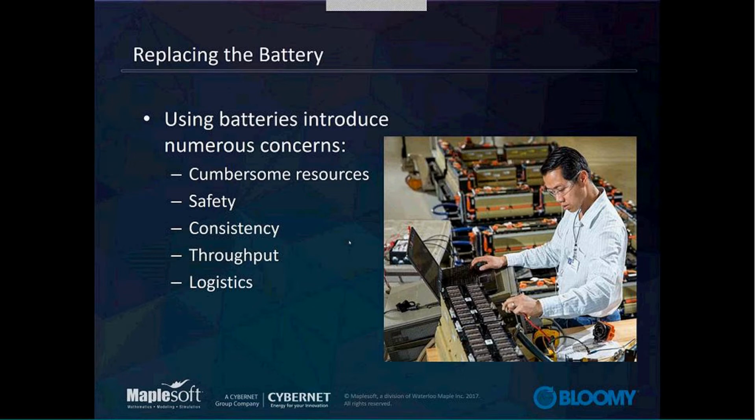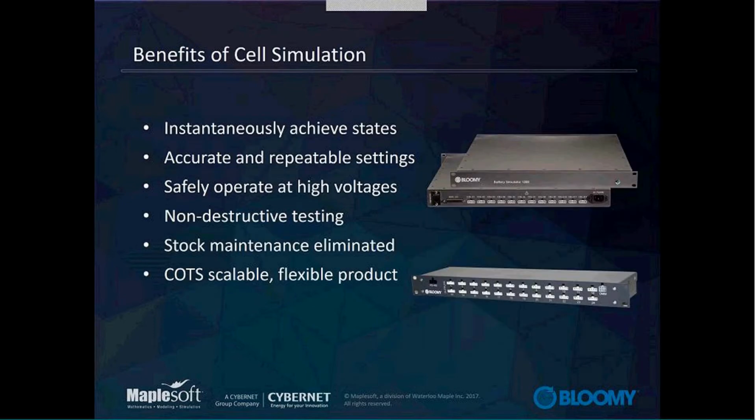Using a battery presents consistency challenges in terms of getting to the same states of charge and states of health situations or states on a consistent basis. And from a throughput standpoint, if I need to charge and discharge my cells every time I want to test different states or simulate real-time situations, it's going to be a very slow throughput. And the logistics of managing a factory full of batteries can be quite a challenge as well.